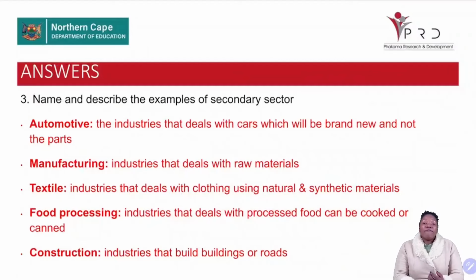And we have the food processing. So food processing, we said it's the industry that deals with the processing of food, and it can be cooked and it can be canned. Then we're talking about the construction. Construction are the industries that can build the buildings as well as construct the roads. So any of the four.